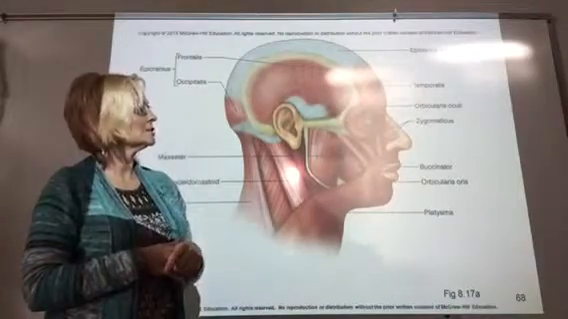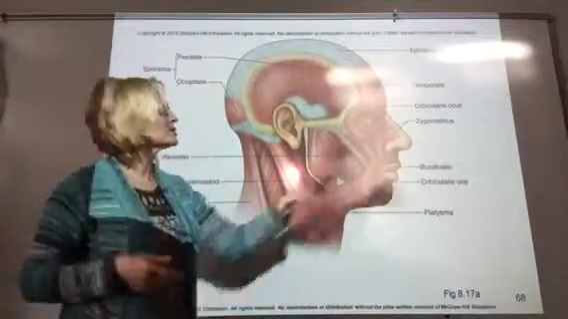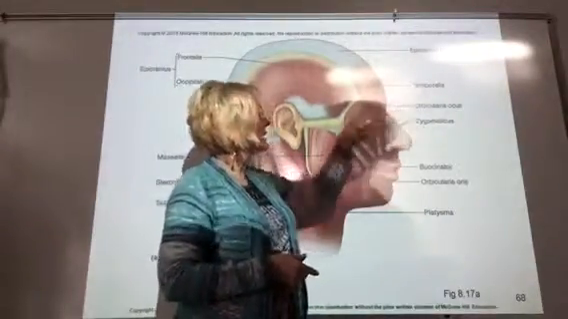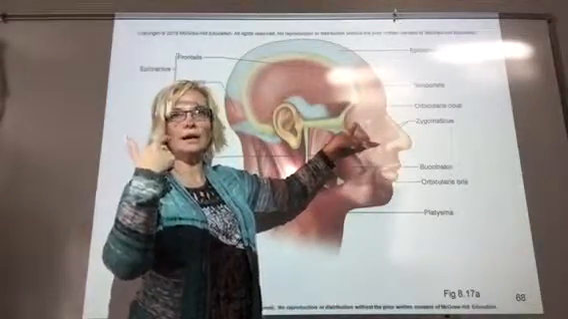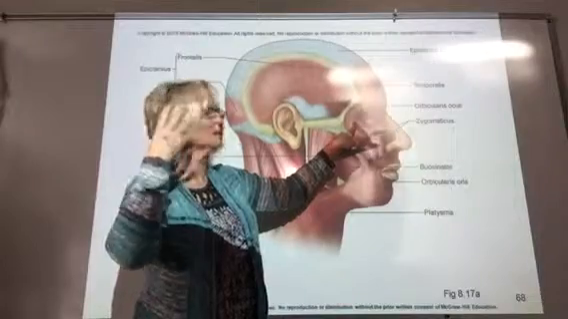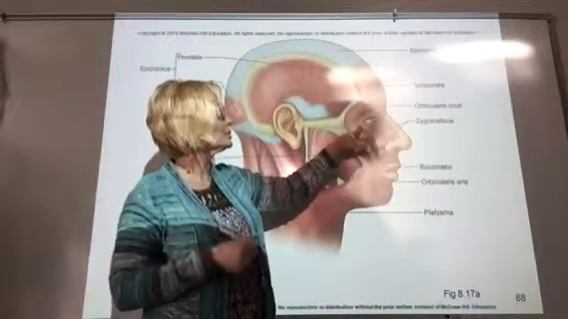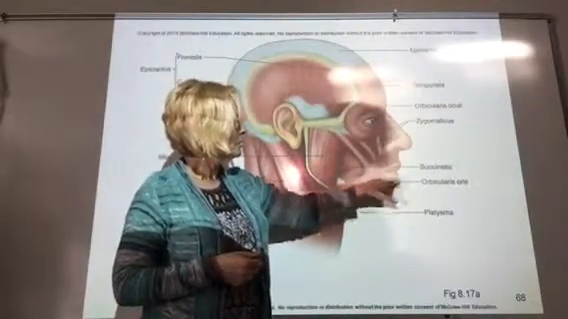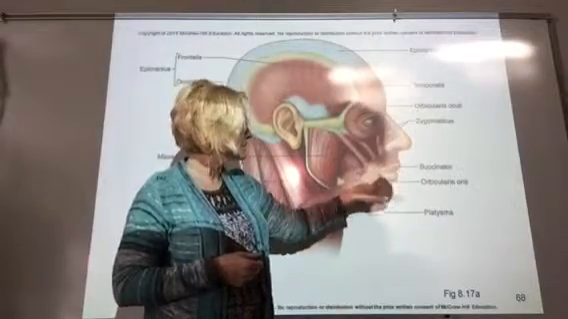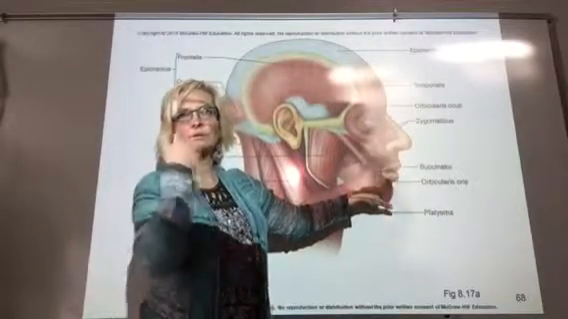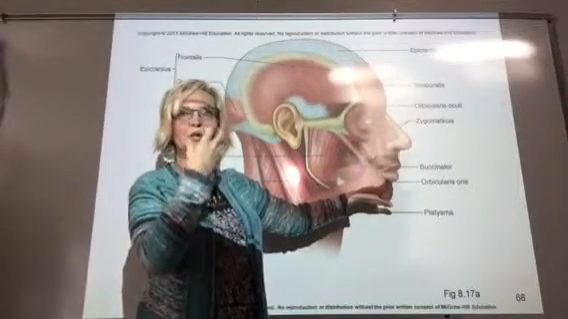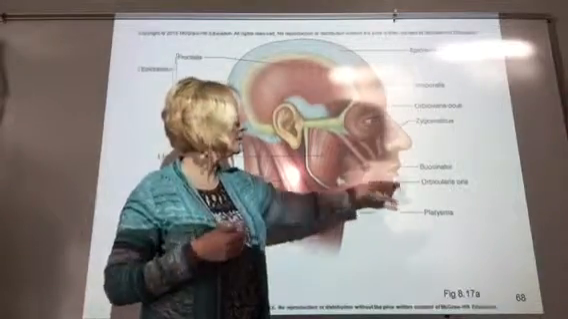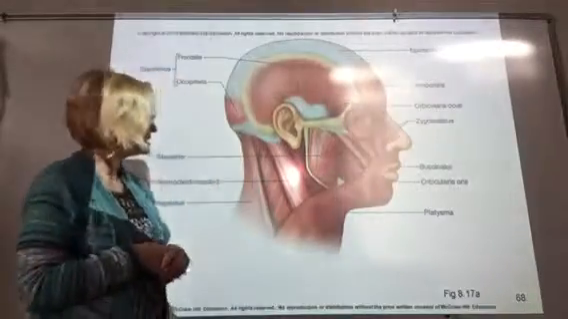Orbicularis deals with circular. So orbicularis oculi is the muscle that runs around your eye, causes it to close or to squint. So it's going to close the eye. Orbicularis oris is the circular one that goes around your mouth, and that's more for kind of puckering up, closing your mouth, things like that.